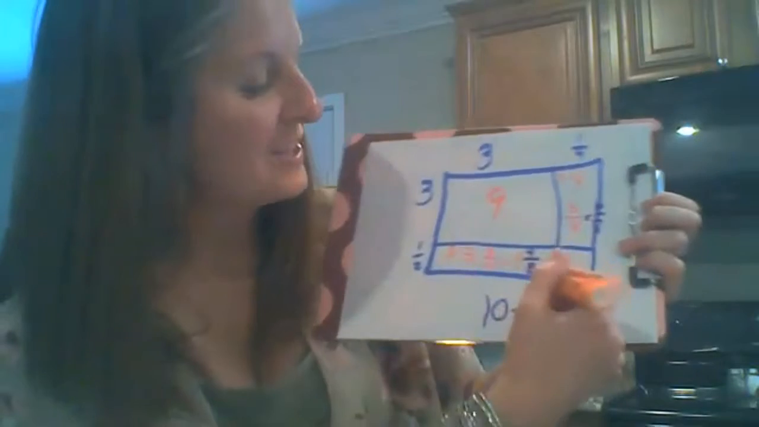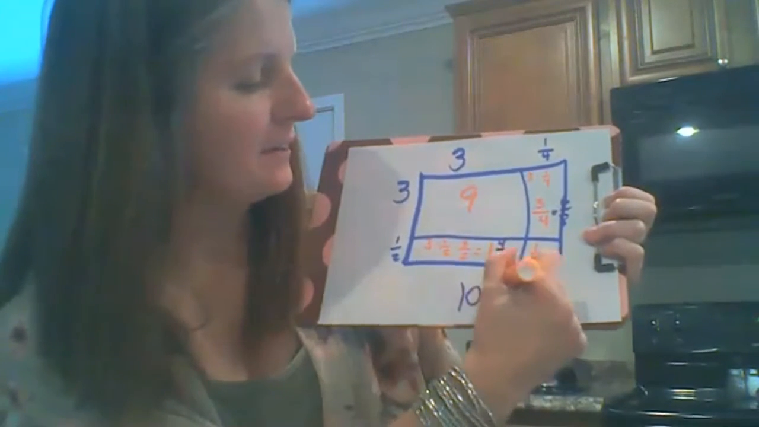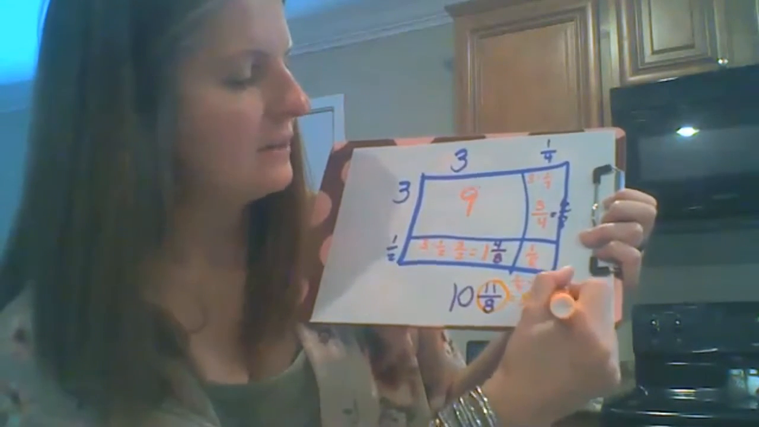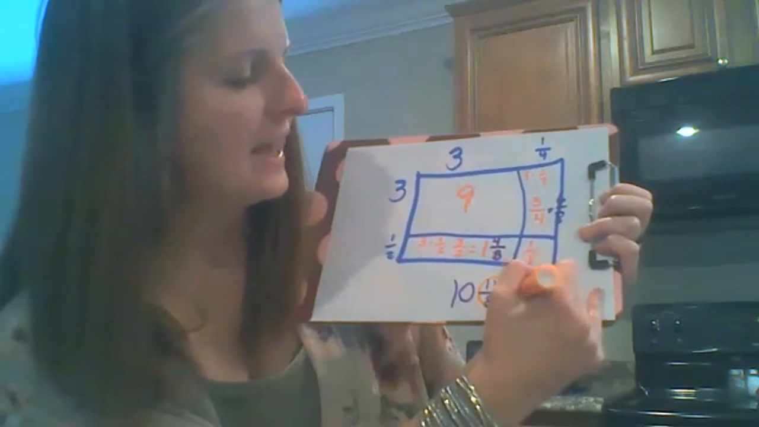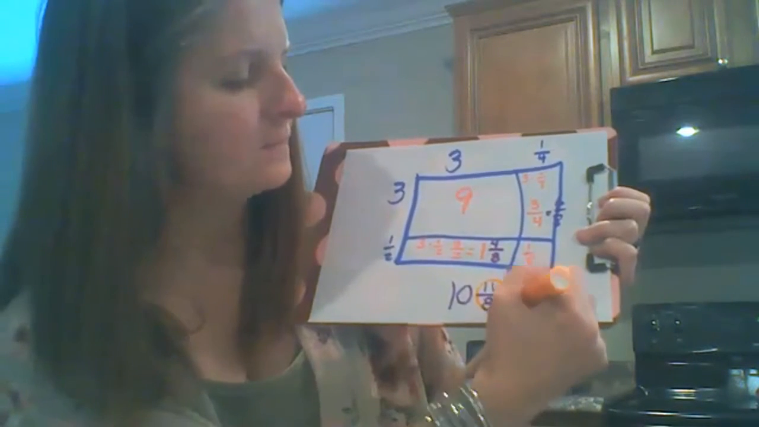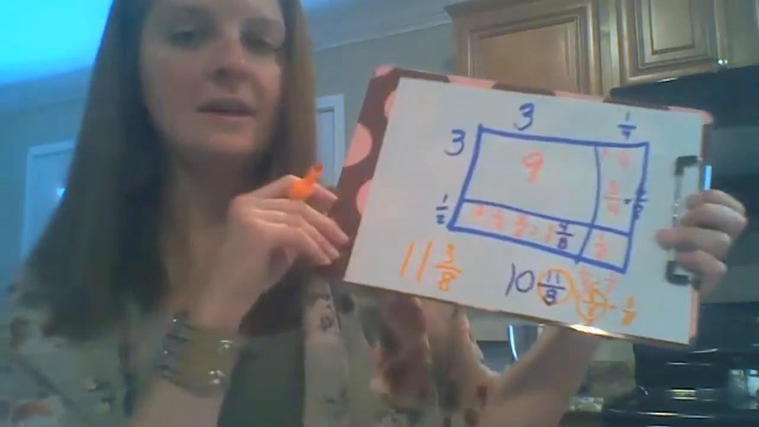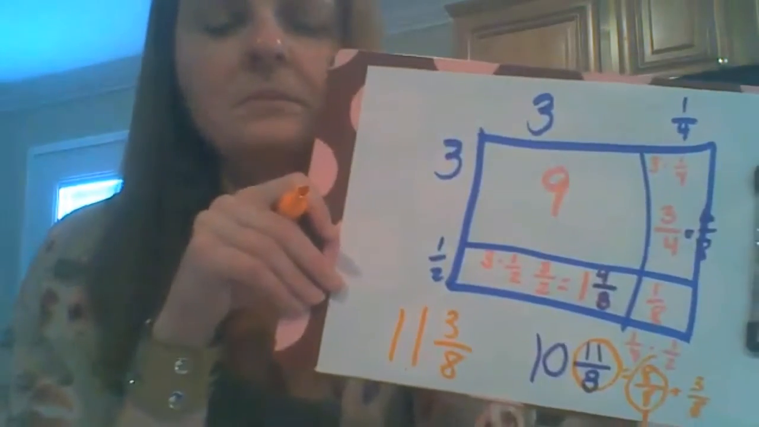All right. So this right here is made up of 8/8 and 3/8. Okay? That 8/8 makes a whole, doesn't it? So my answer really is 11 3/8. So you can break down these problems this way and then use what you know about adding and subtracting fractions to add those products together.